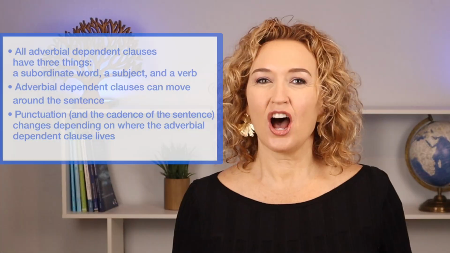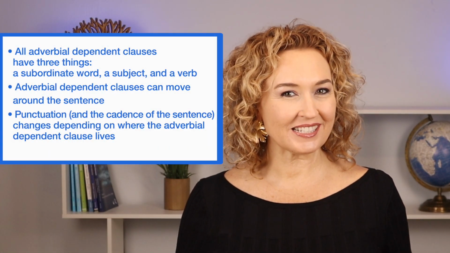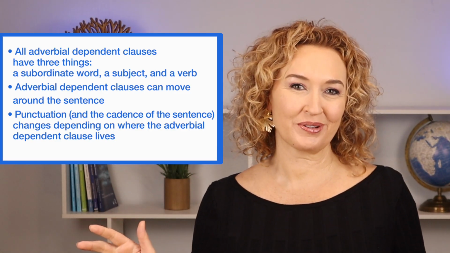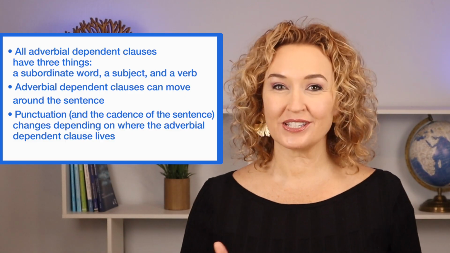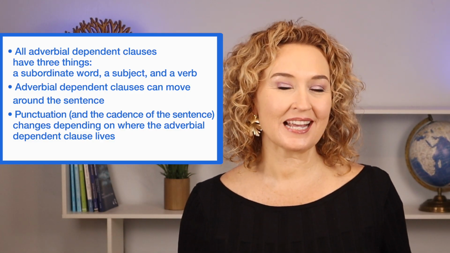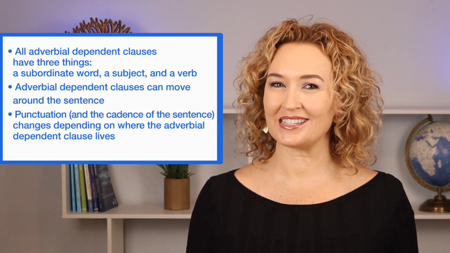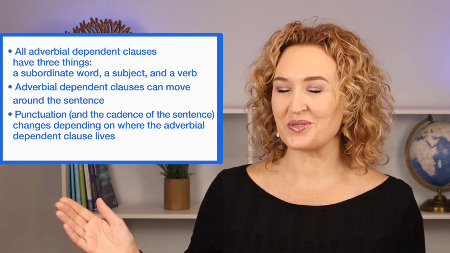All right, y'all, let's go over the big ideas again. All adverbial dependent clauses have three things: a subordinate word, a subject, and a verb. Adverbial dependent clauses can move around the sentence, and the punctuation changes depending on whether it's at the beginning, the middle, or the end. Wonderful job today, y'all. Stay tuned for more videos about how we can use adverbial dependent clauses in rhetorically effective ways in our writing.